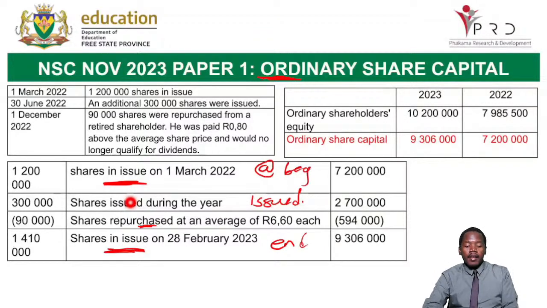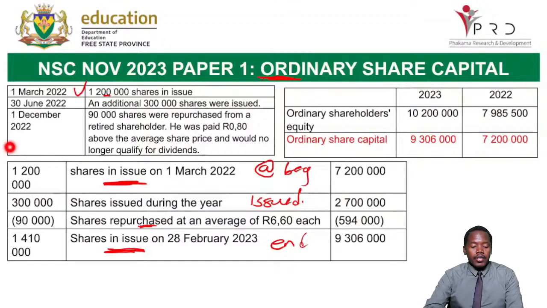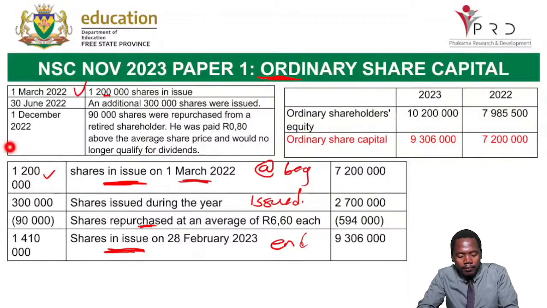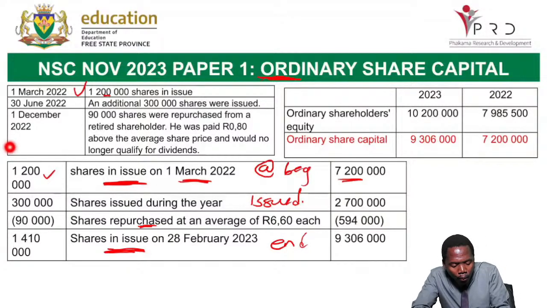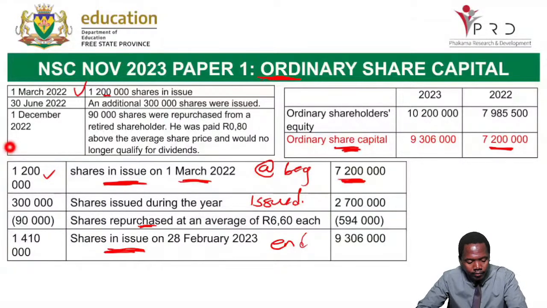Now, let us look at the information given. We're given on our information that on 1 March 2022, 1,200,000 shares were in issue. So we put that, 1,200,000 shares in issue on 1 March. Now where do we get the 7,200,000? We have also another additional information about share capital. The 2022 figure is 7,200,000. So the figure is just given on our information.